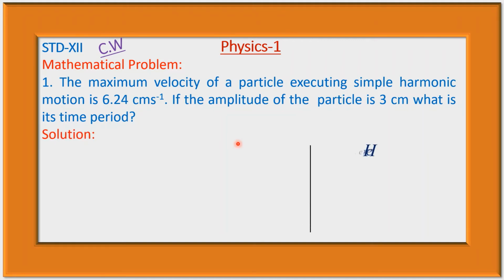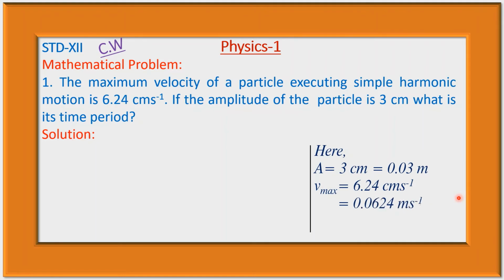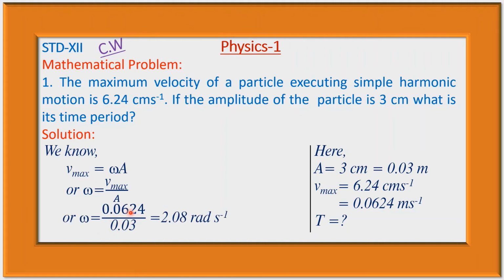Now solution. Here amplitude a is equal to 3 centimeter, and if we convert it into meter, then it is 0.03 meter, and maximum velocity is given as 6.24 centimeter per second, and it is 0.0624 meter per second. Time period T is equal to what? We know maximum velocity v max is equal to omega a, or omega is equal to v max divided by a. So omega is equal to 0.0624 divided by 0.03, and this is equal to 2.08 radian per second.